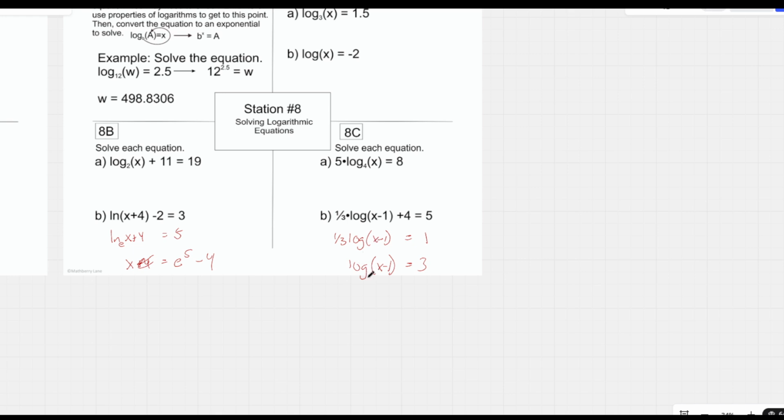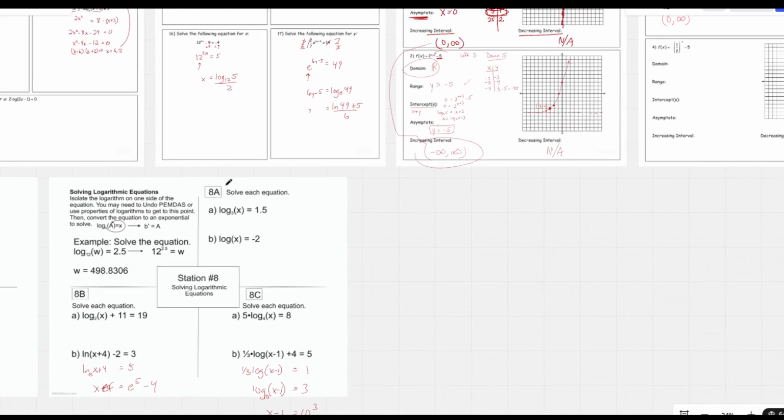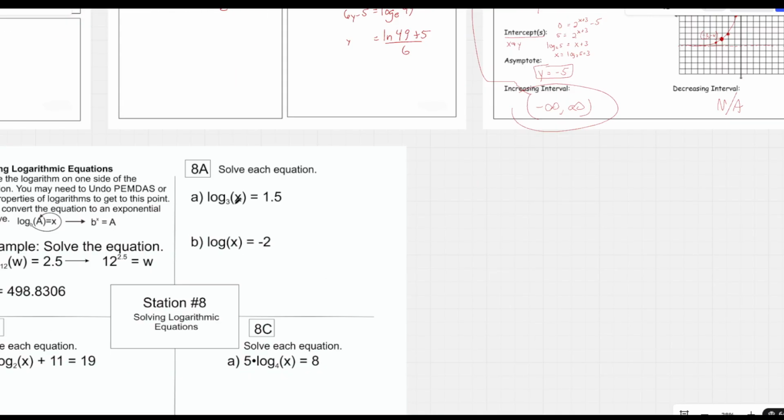And then the base of the log, which if it's not written there, it's 10. The base of the log will become the base of the exponential on the other side. So that's 1,000, and then add 1. Now you can plug in your calculator. That's 1 over 100, or 0.01.